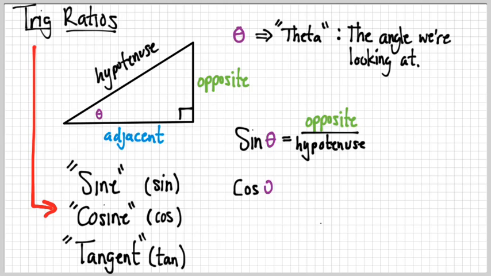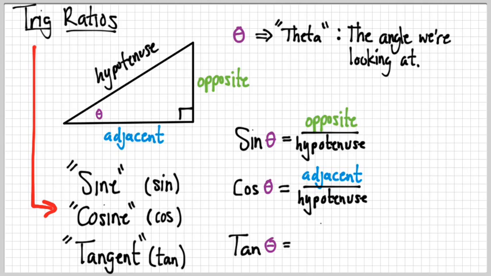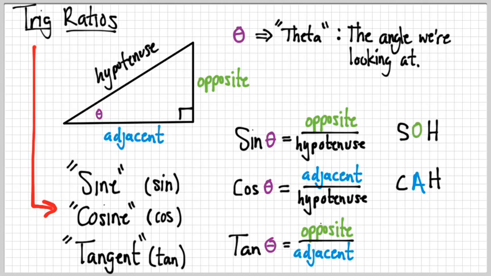Okay, cosine of theta is the adjacent side over the hypotenuse. It's the ratio of the adjacent side to the hypotenuse. Finally, tangent of theta is the ratio of opposite to adjacent, opposite over adjacent. Okay, that's pretty much it. Those are what the ratios are. We'll go through some examples looking at how to use these. But first, let me introduce you to a little acronym that people often use to memorize these ratios.